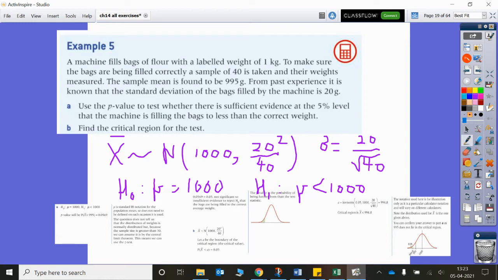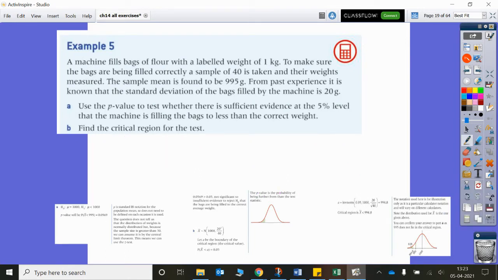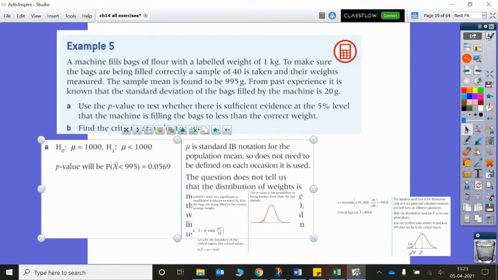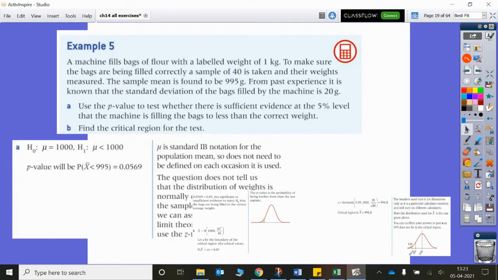Let's clear everything out for a moment and see how they've written it down. Again, same thing: H0, mu is equal to 1,000. H1 is mu is less than 1,000. In this case, they've really missed out here, and I really would have put this in: X bar is normally distributed with 1,000 and, comma, what did I say? 20 squared over 40. Let's close that one off.